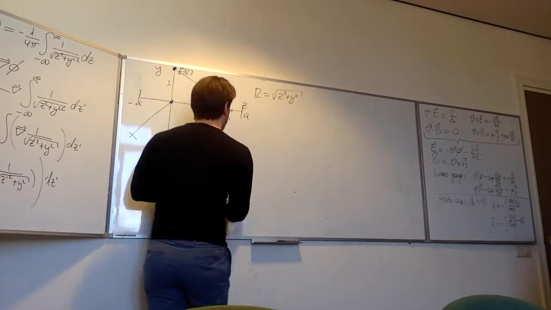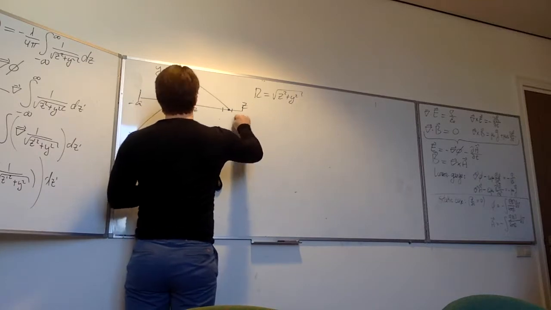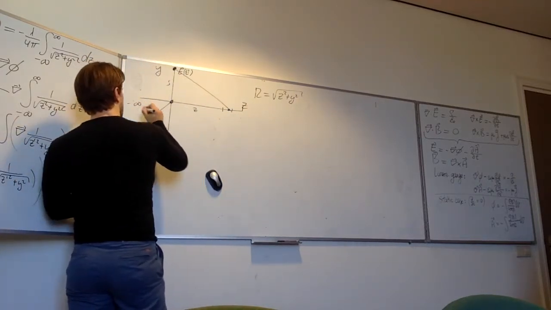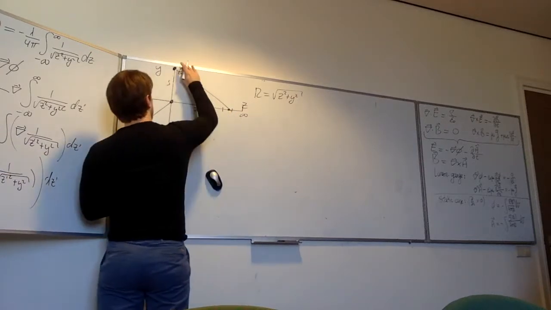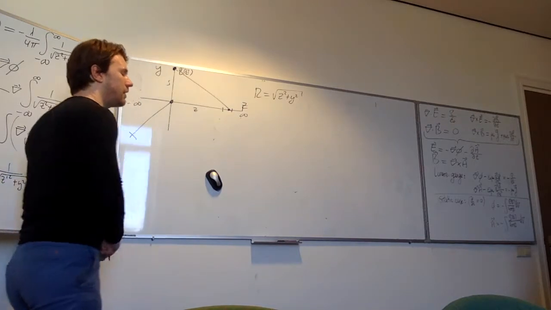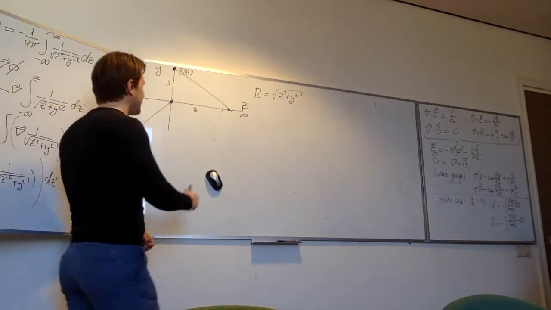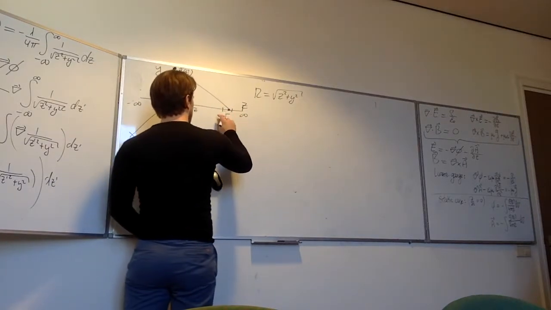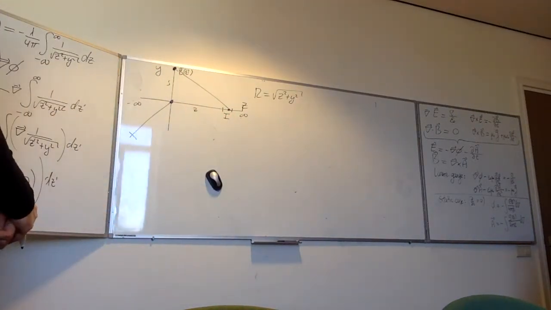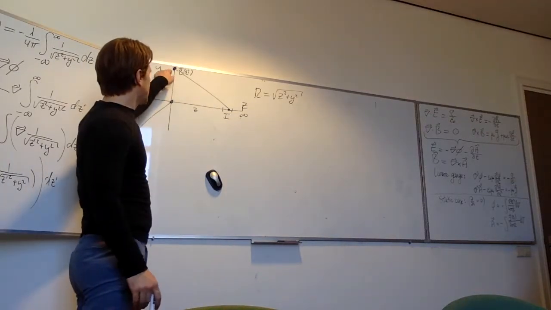So again, same situation. A wire that runs from minus infinity to plus infinity, and instead of calculating the E field, we calculate the B field. There's a current running through the wire, which we call I. We're going to calculate how much magnetic field I feel at this position.